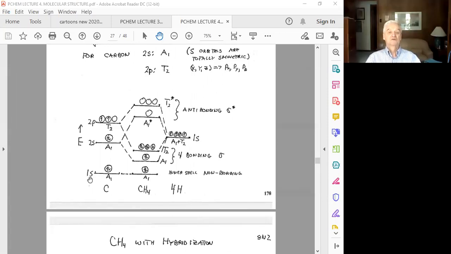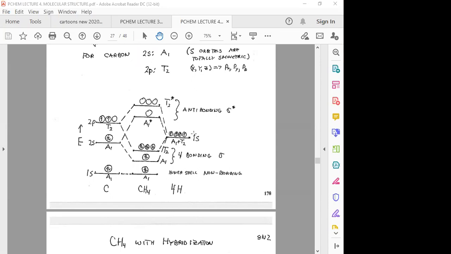So methane is 1s2, 2s2, 2p2. Carbon is 1s2, 2s2, 2p2. We have 4 hydrogen atoms. They all have the same energy.